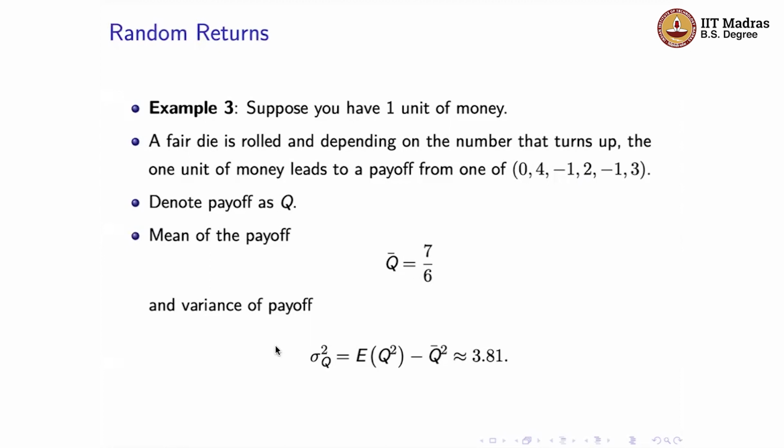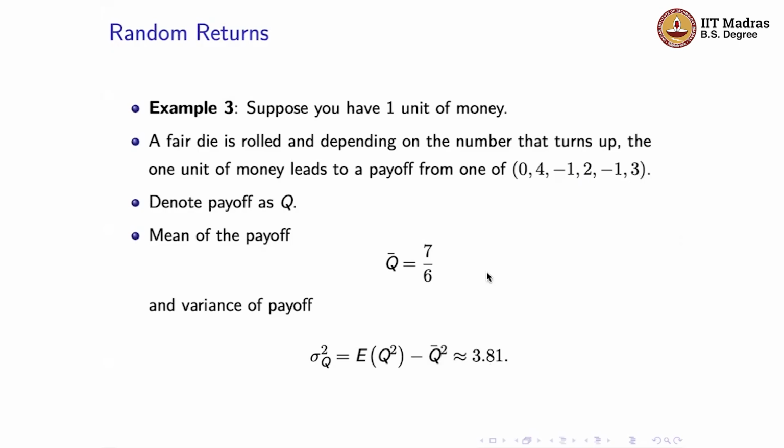Similarly, we can calculate the variance using our usual formula, expectation of Q squared minus Q bar squared. We have already calculated Q bar, and expectation of Q squared is very easy to calculate here as well, right? We'll just square these numbers, sum them up, and then divide by 6. If you do the calculations, the variance turns out to be approximately equal to 3.81. Now, this is about the payoff, right? The amount of money that you are going to get.